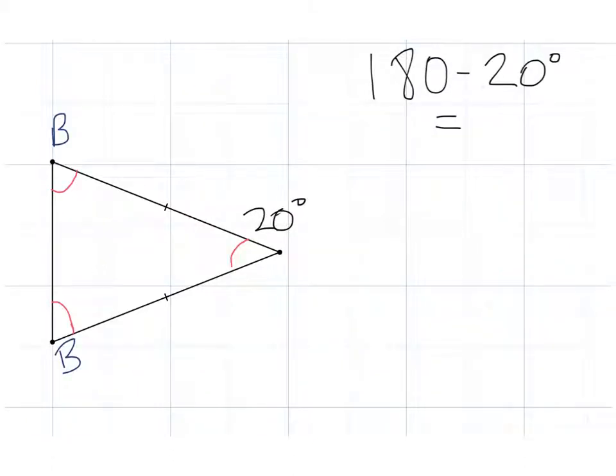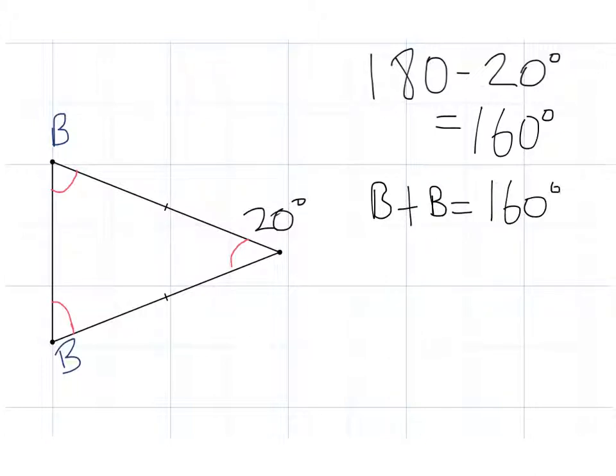So when I look at this isosceles triangle, the top angle is 20 degrees. If I take that away from the 180 that is made with all three angles, I'll be left with 160 degrees. So I know that B and B equals 160, and all I need to do is halve that 160 to find one of the Bs. So each B, if I halve 16, makes 8, so halving 160 leaves me with 80 degrees for each of these angles.